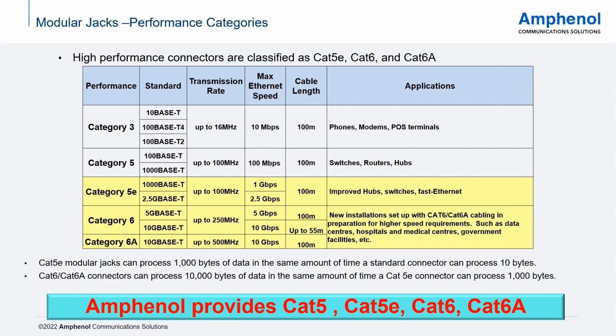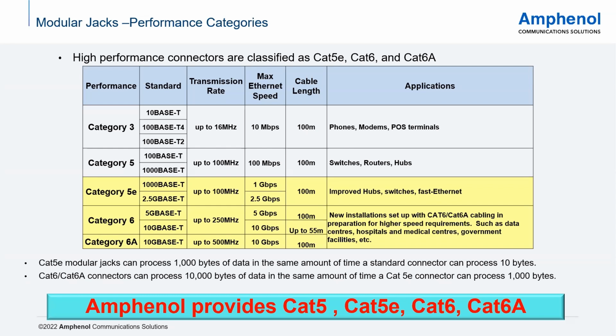What we need to understand here is that the performance category alone doesn't mean only the speed or the bandwidth that you want to go with. It also means what is the frequency that we want to operate on, and also what's the cable length on which you want to route the data. All these three things together define the performance category of the connector.